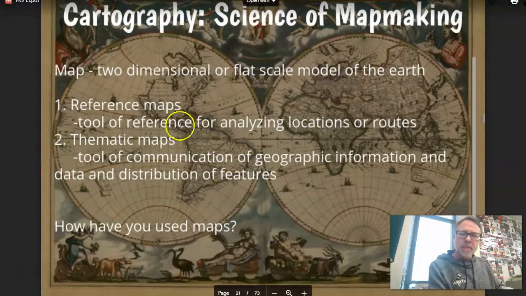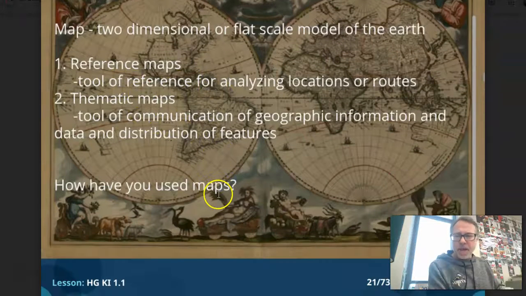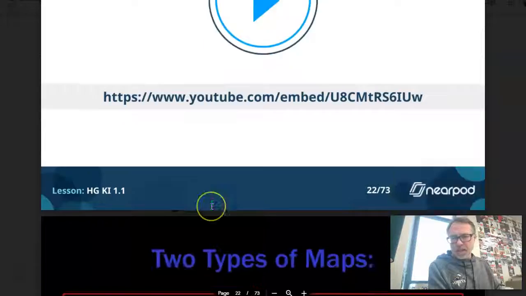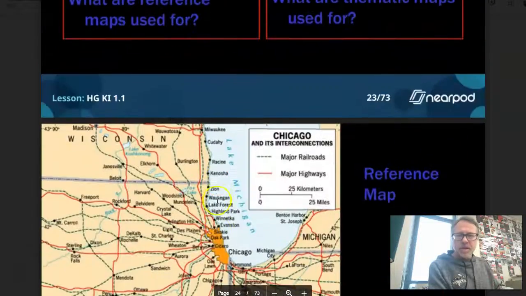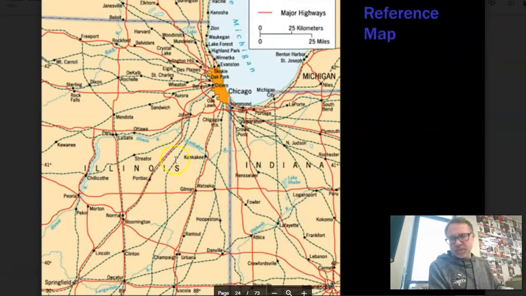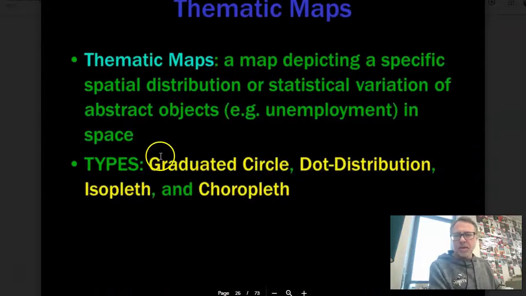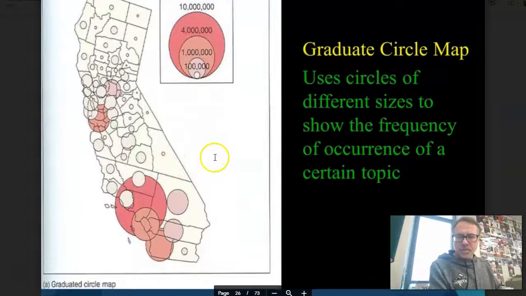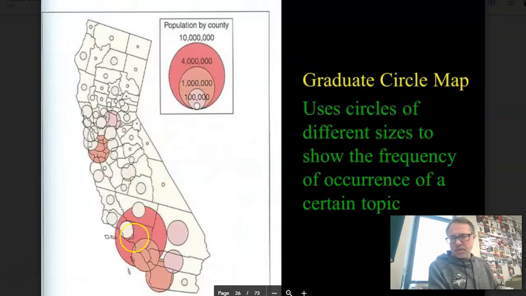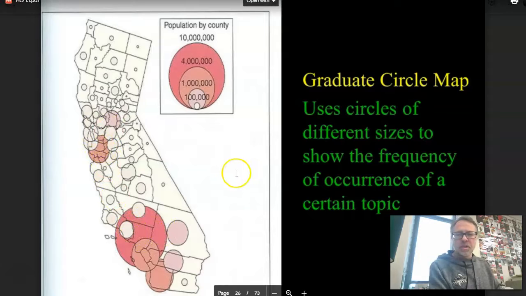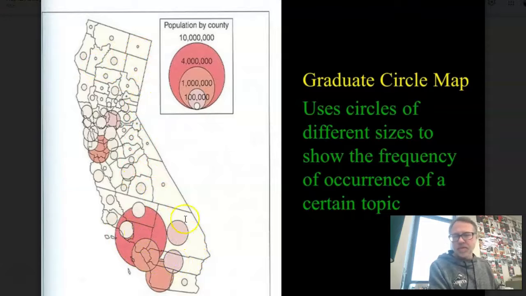A couple of different kinds of maps: reference maps versus thematic maps. There's a couple of slides here that tell you about the difference there, and then a number of examples of these. So this might be a reference map, but thematic maps can use a number of different communication devices. So this one is graduated circles to show population distribution in the state of California. So much of the state is relatively rural, even though it has the largest population of any U.S. state.